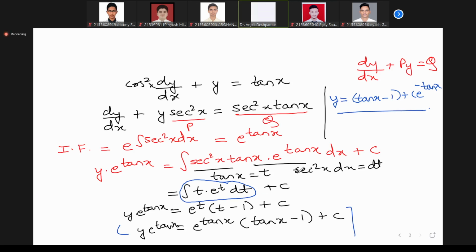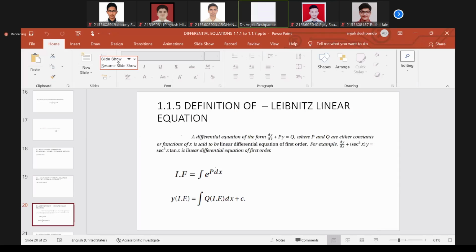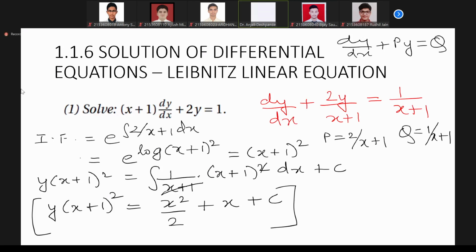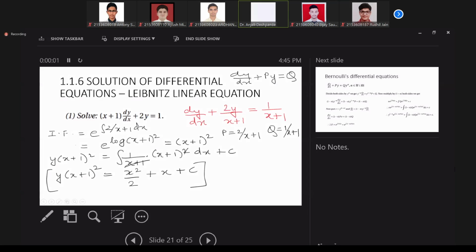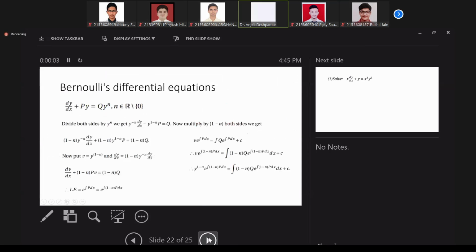Have you finished and completed, students? Yes, ma'am. Okay. All right. So now we'll go back. So this was the Leibniz linear equation form. Now, sometimes this may not happen.